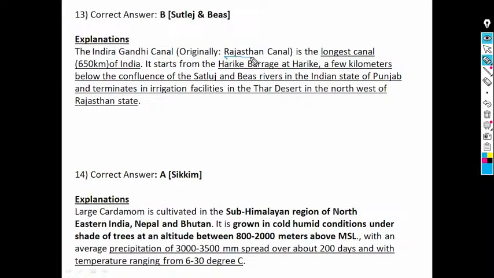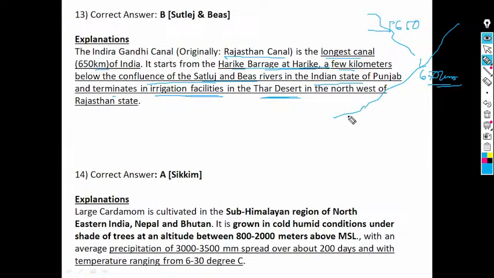Indira Gandhi Canal, originally known as Rajasthan Canal, is your longest canal, 650 kilometers. It crosses almost the whole Rajasthan desert. It starts from Harike barrage, a few kilometers below the confluence of Satluj and Beas rivers in the state of Punjab, and terminates in irrigation facilities in the Thar desert, in the northwest of Rajasthan state.